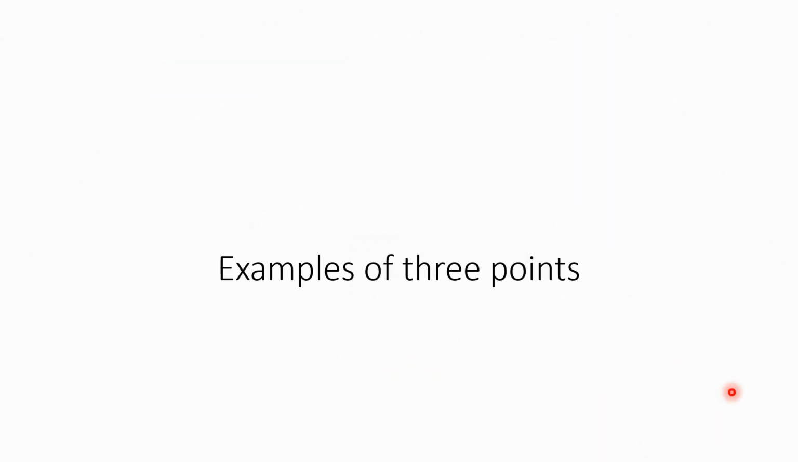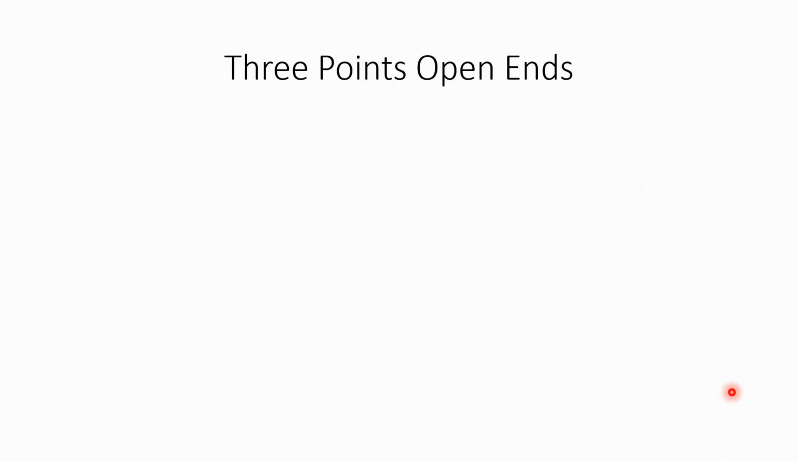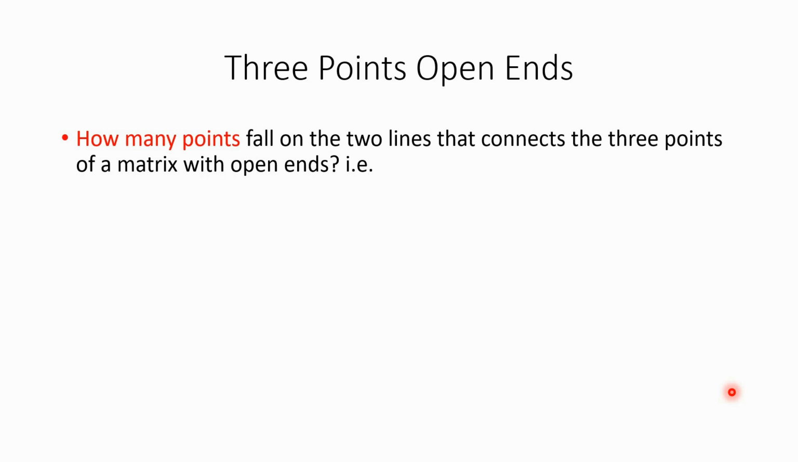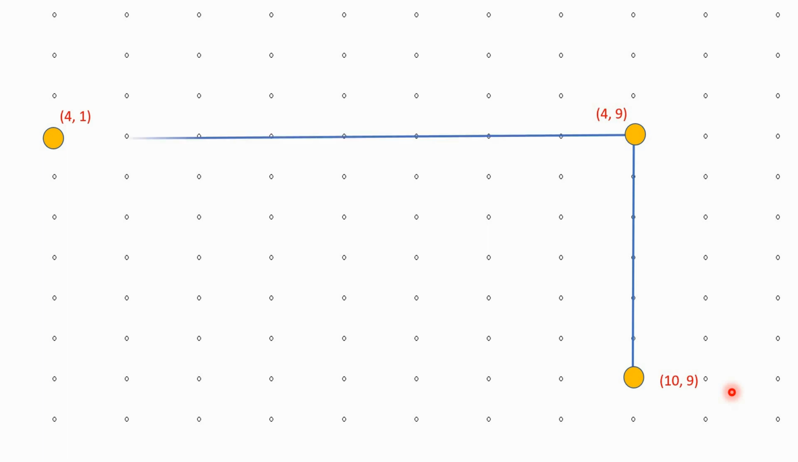Now let's take examples of 3 points. 3 points with open ends. For example, how many points fall on the 2 lines that connect the 3 points of a matrix with open ends? That is, first line from 10, 9 to 4, 9, and then from 4, 9 to 4, 1. For example, your first point is at 10, 9, second point is at 4, 9, and third point is at 4, 1. You connect the first point to the second and then the second to the third. And then you count the number of points that fall on these 2 lines.